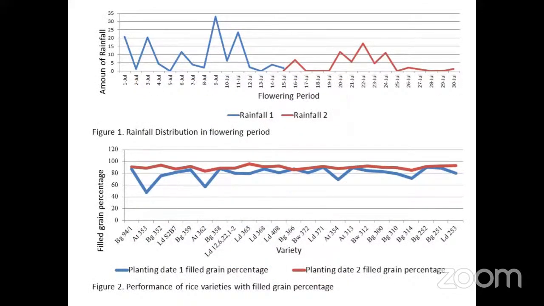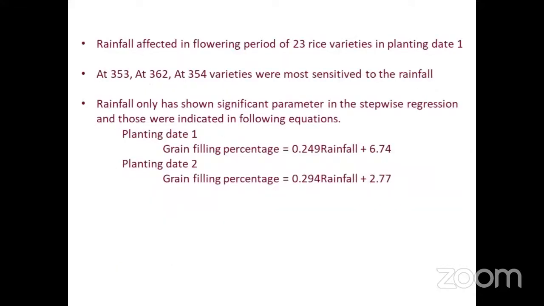The first graph showed the rainfall distribution in the flowering period from 1st July to 13th July. You can see the first flowering period received a higher rainfall amount than the second flowering period. The second graph shows the performance of rice varieties with filled grain percentage. You can see that in planting date 1, rice varieties show low performance in filled grain percentage. Rainfall affected the flowering period of the 23 rice varieties in planting date 1.